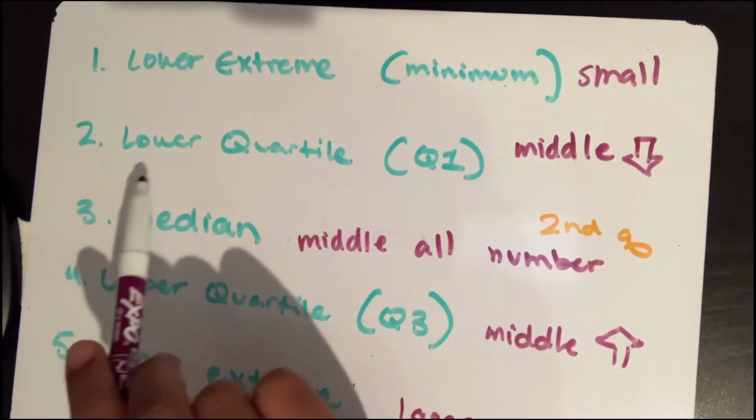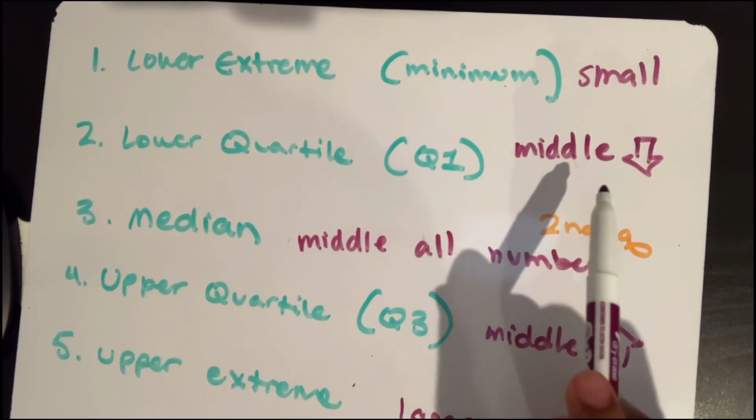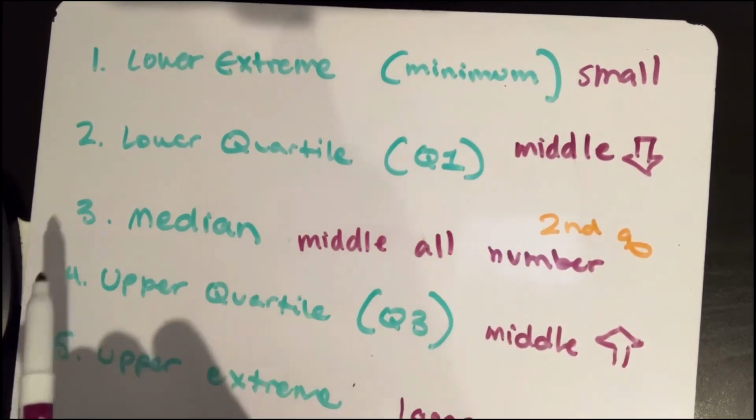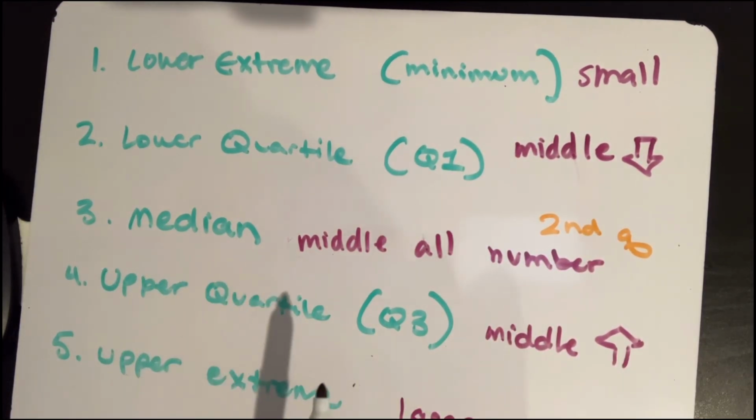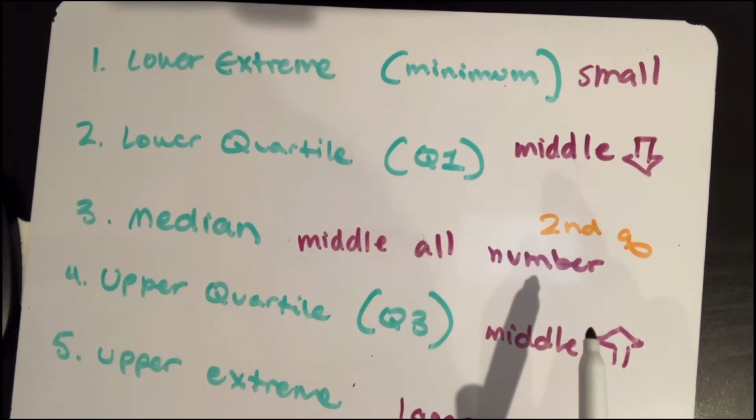Number 2 is the lower quartile, which is quartile 1. This number is the middle of the lower half. Number 3 is median. The median is the middle of all numbers in the data set. It can also be referred to as the second quartile.